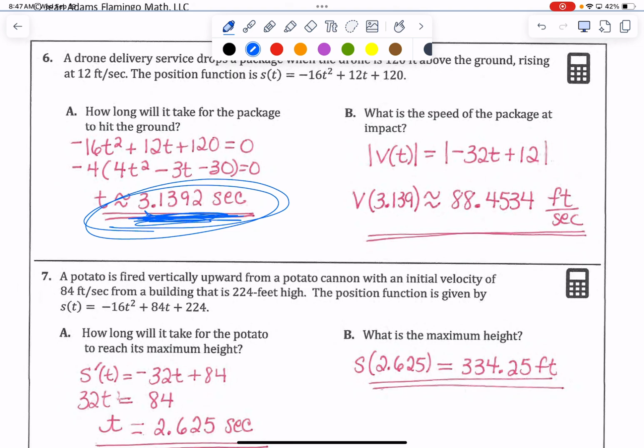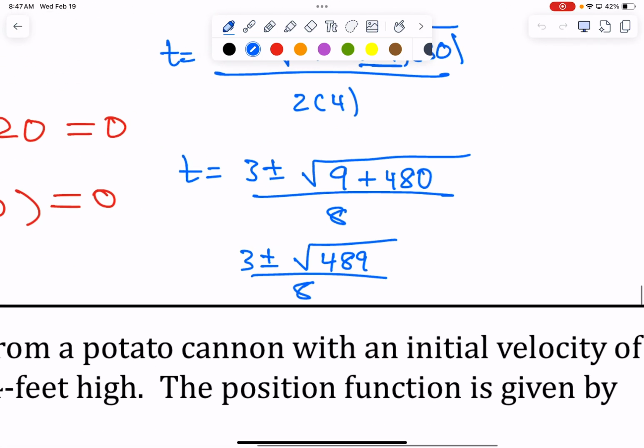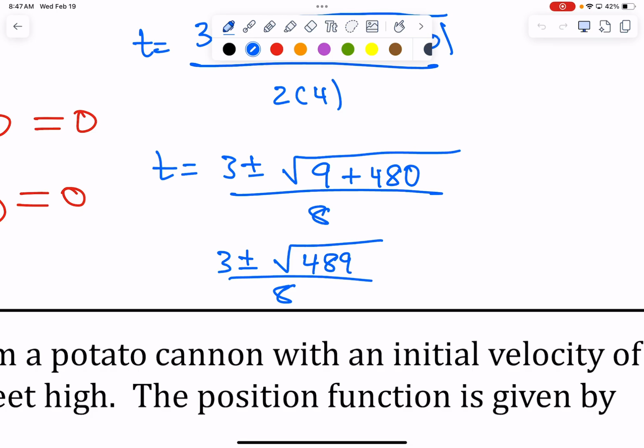So this is obviously the quadratic formula. The plus one's going to give you the answer. So you're going to do 3 plus the square root of 489. Do it real quick. And then after you get that answer, divide by 8. Or you can use alpha X and type the whole thing in.